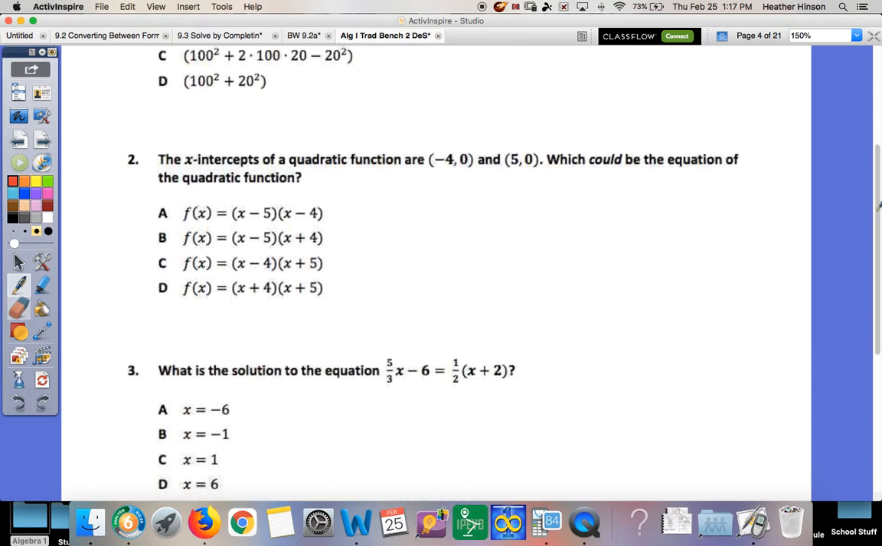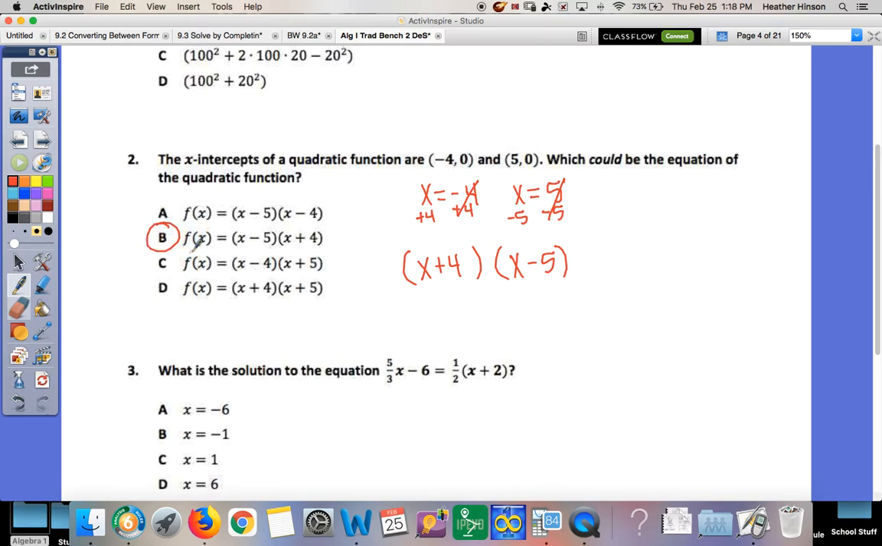Okay, for number 2, the x-intercepts of the quadratic function are (negative 4, 0) and (5, 0). Which could be the equation of the quadratic function? There are a ton of ways to solve this. One of the ways we showed you in class was to make these x equals and get your number back over with the x so that we could make those factors. How you do that is you do the opposite. The opposite of minus 4 is plus 4, so that would be x plus 4. Opposite of positive 5 is minus 5, so that would be x minus 5, and that would match B.